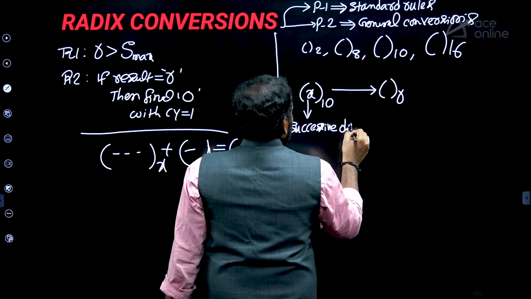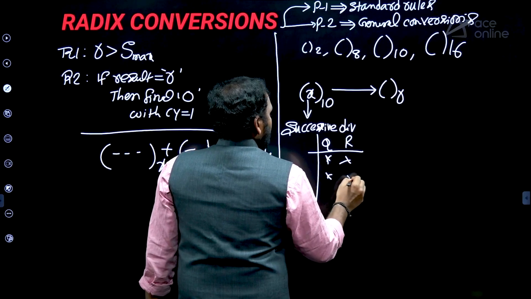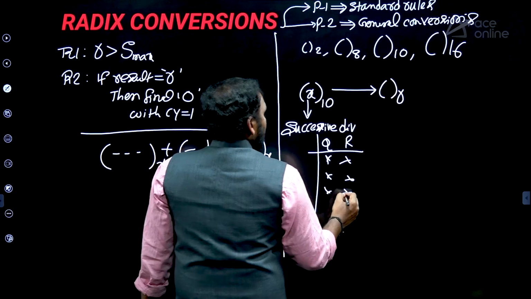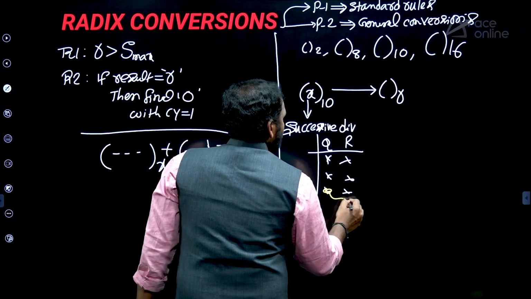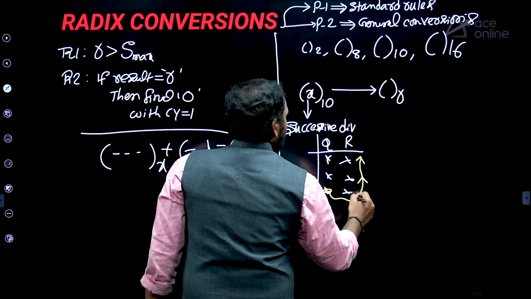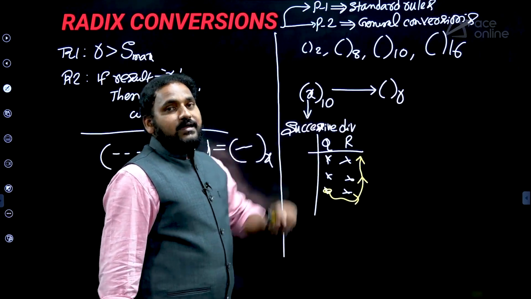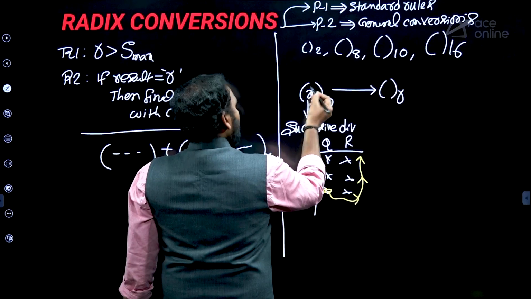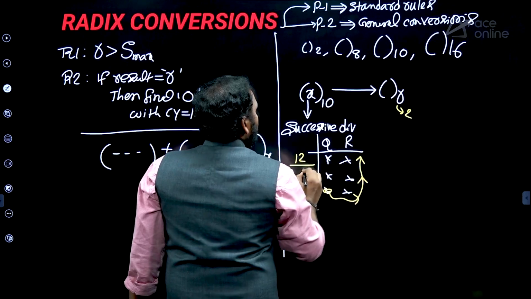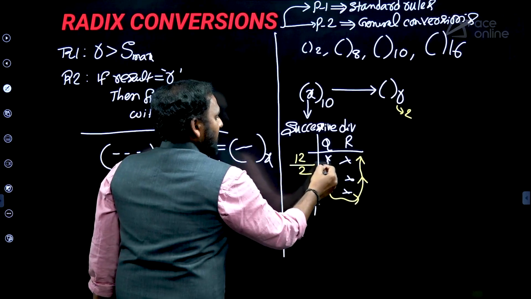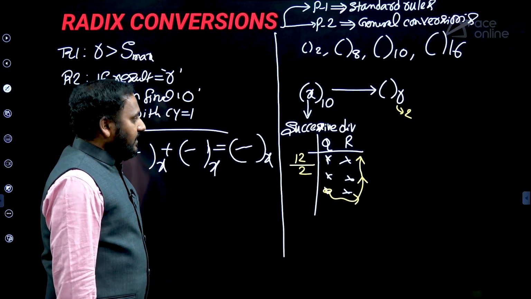Successive division: from the given number, we get quotients and remainders. Take the last quotient, whatever its value, together with all the remainders in reverse order, and you will get the result in the new radix. For example, to convert 12 into binary, 12 by 2 gives 6 with remainder 0, like that. I am not taking such silly examples again and again.